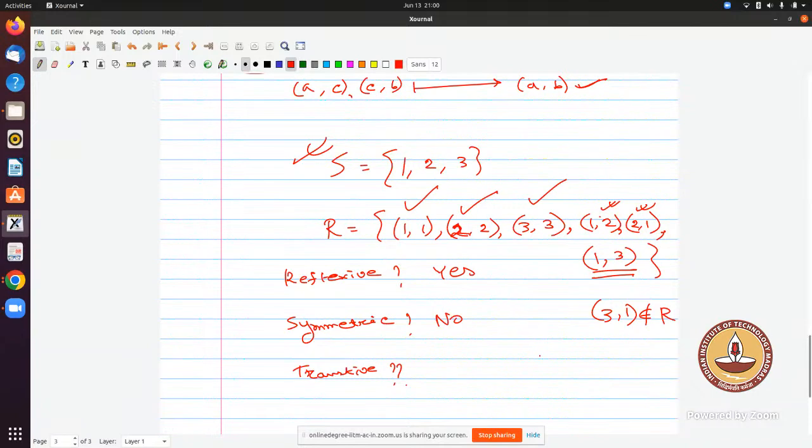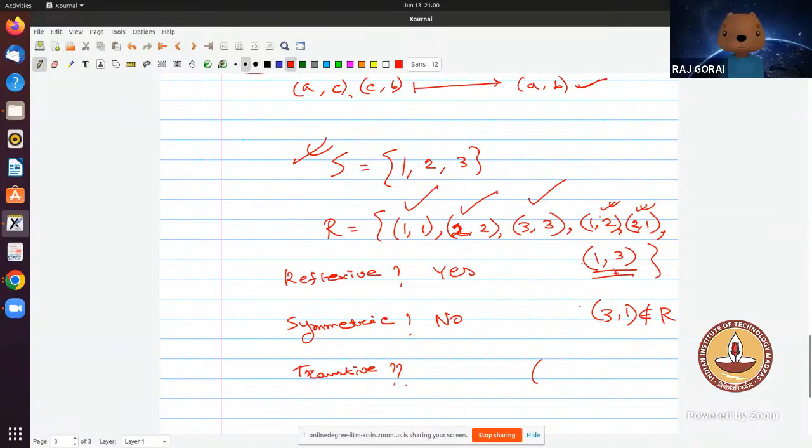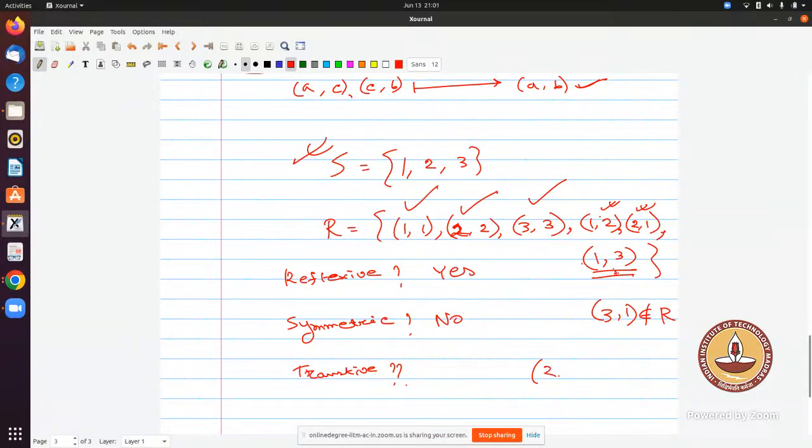2 and 3 are not there, that's why. 2 comma 1 and 1 comma 3 are there. 3 comma 1 is not there, sir. Okay. It is not transitive, this one, no? Take this one. These two are there, so this is common. So 2 comma 3 should be there, but it is not, sir. Understood. Don't scare. So this is not transitive. Okay.